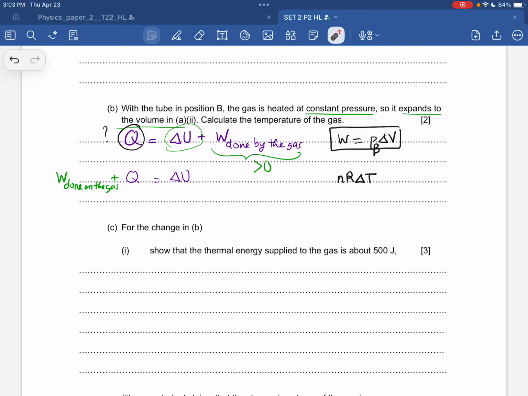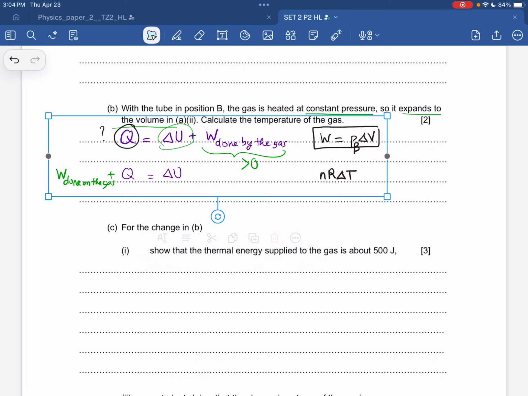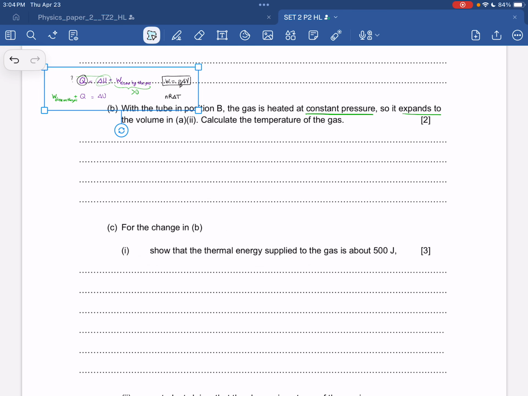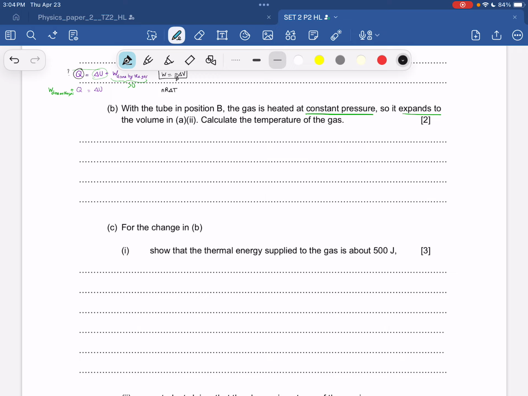So is there any other approach we can use? Let's leave it for now. Maybe we may need to use it later, but maybe not. Okay, so what is the other approach that we can use? There's another hint here. It's a constant pressure. So actually this is a process with a constant pressure, right?